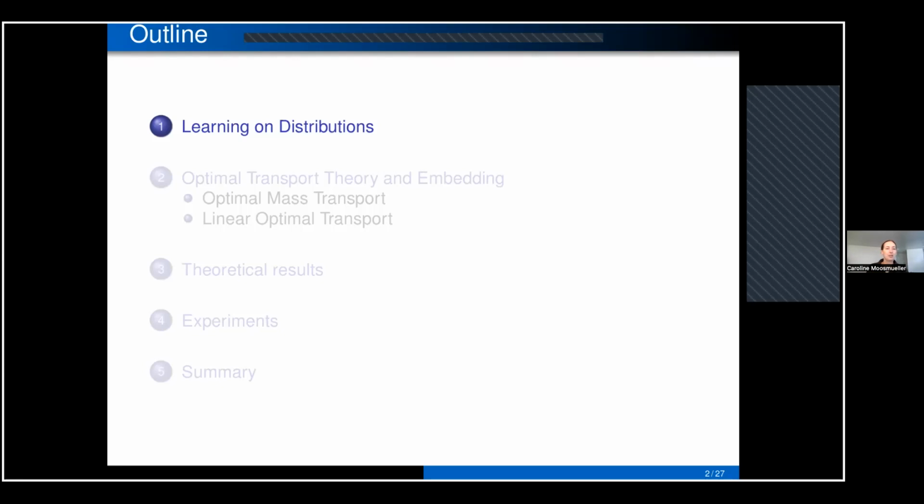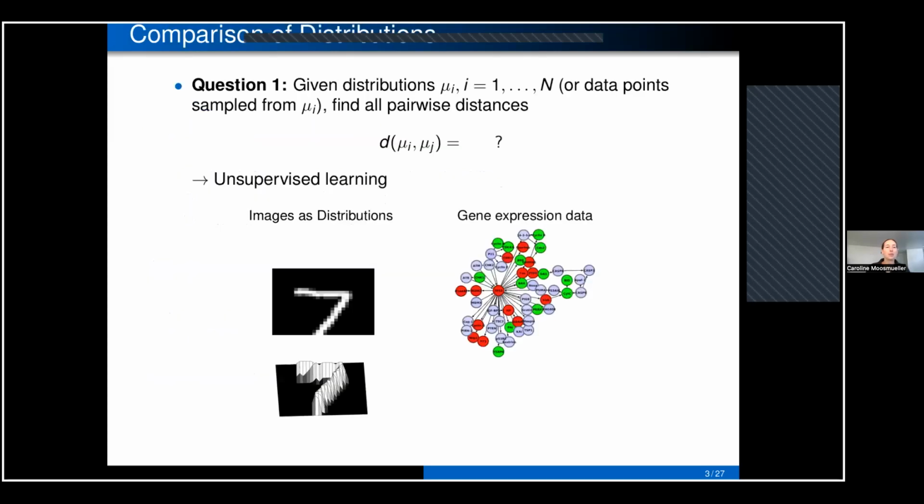Okay, so that's the overview, that's the outline. I will start with the learning on distributions problem and what I mean by that, and what mainly the 2 topics of this talk will be about. So the 2 topics will be most focused on unsupervised learning and then supervised learning. Okay, so what problem am I talking about?